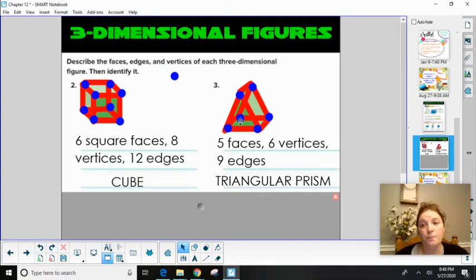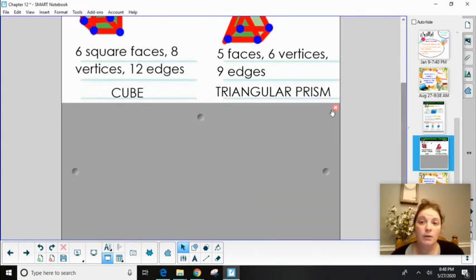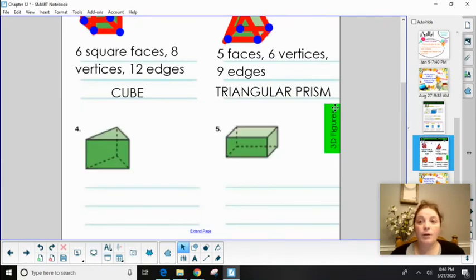All right, I have 2 more problems for you to look at. Here we go. If you would like to copy them down, it's kind of hard to draw them, but you could pause the video, study them, write down how many faces, vertices, and edges there are, and then identify it, and then hit play. I'm just going to reveal the answers, and if you have questions, ask your teacher.